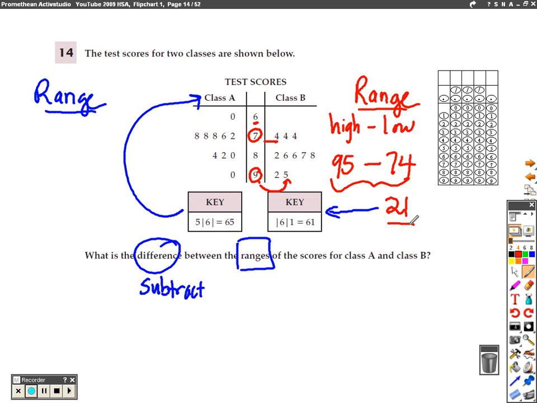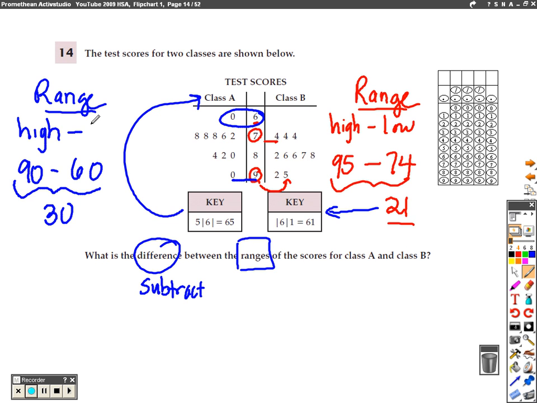I'm going to go back over to class A, and I'm going to do the same thing. I'm going to find the highest value. So the highest value that I see in that list, remember we read it backwards, is 90 minus the lowest value, and in class A we see that someone scored a 60. So 90 minus 60 gives me 30, and that was the high minus the low.